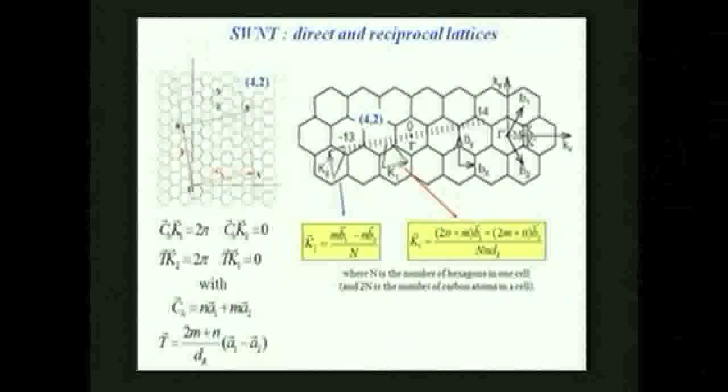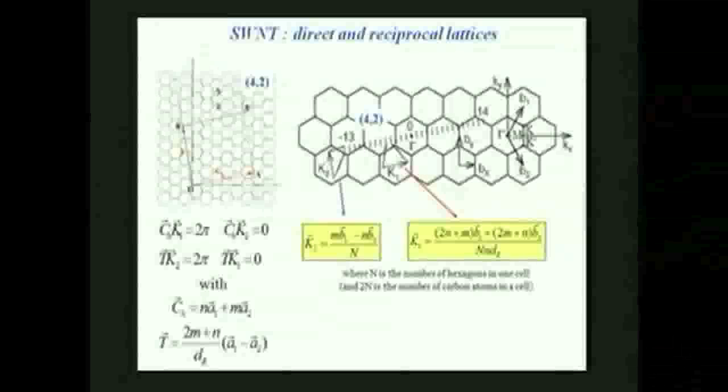So k1 and k2 are plotted here. This is k1. This is k2 in case of a 4-2 nanotube. And the mathematical expression is there. So you can show, just by resolving these equations, that k1 and k2 express like that.